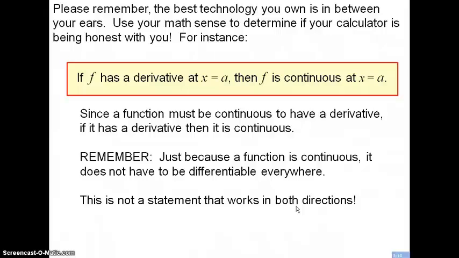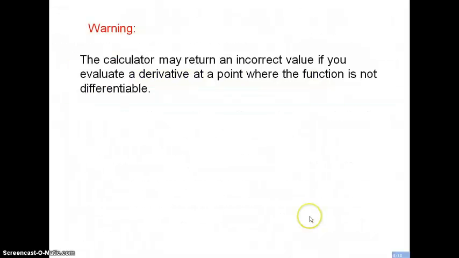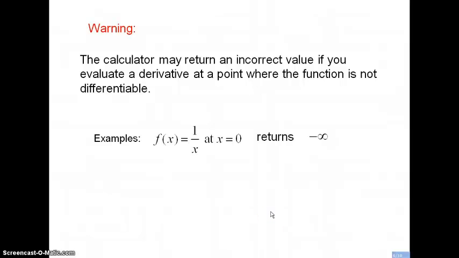So it's not a statement that works in both directions, and your calculator may show you a derivative value or a graph a derivative at all points when it shouldn't. So you have a better math sense than your calculator does. So the calculator may return an incorrect value if you evaluated a derivative at a point where the function's not differentiable. For instance, sometimes your calculator, if you entered the function 1 over x and you looked at what the outputs were doing near x equals 0 or at x equals 0, your calculator may tell you it's a negative huge number, when clearly at 0 it's not.